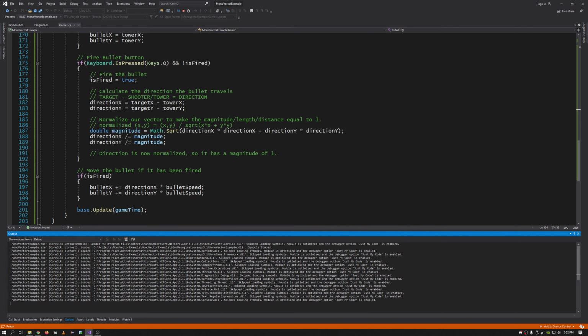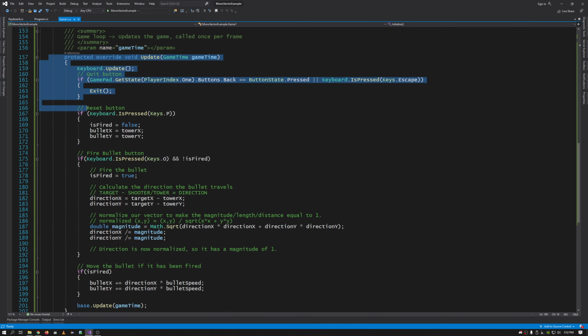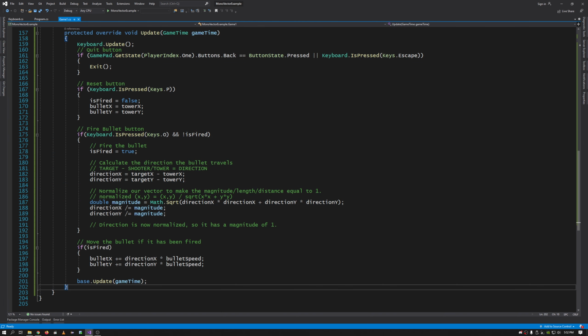All right, so the problem we're having is, like I said, this runs every frame. And so every frame, I say, oh, the bullet's been fired, let's move the bullet by 200 in this correct direction, towards the target, 200. And it does that every frame. And when we're running this at 60 frames per second, it just flies right off the screen.